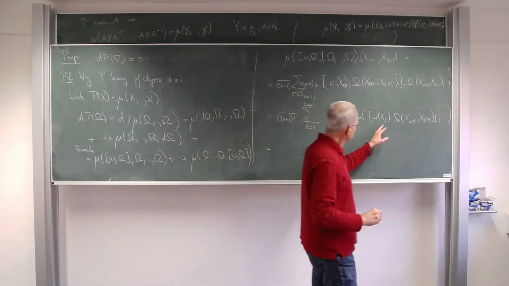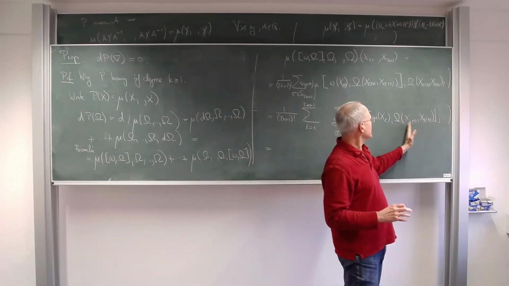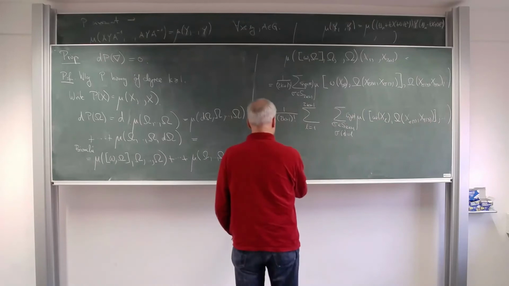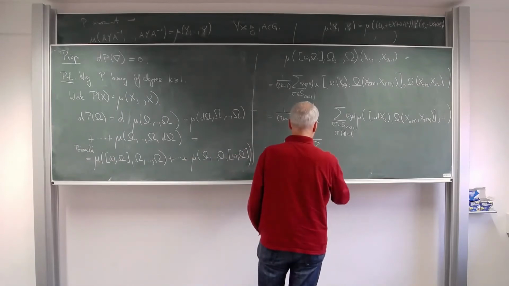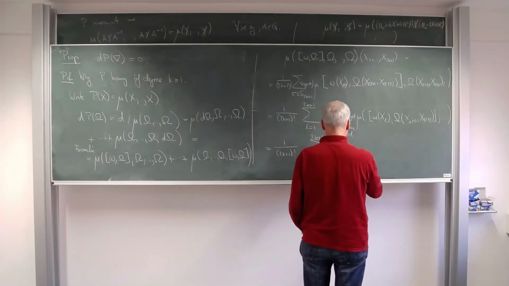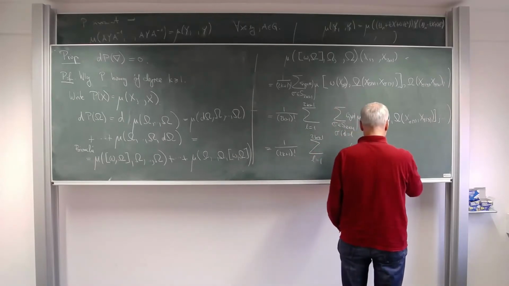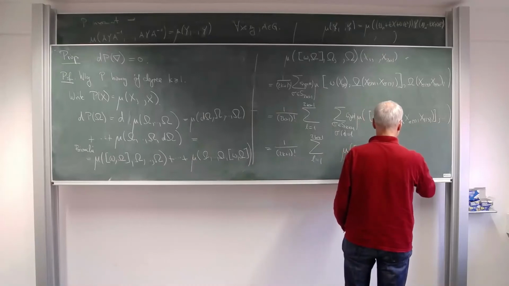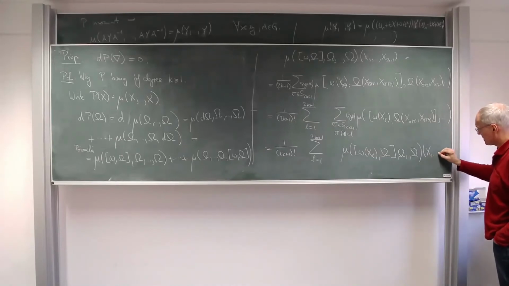And now what I want to do is write the rest again as a 2k form applied to these remaining vectors here. So I have the sum, and then I will write this as mu of omega is L, and then capital omega applied to the remaining vectors, so that is x1 all the way up to x2k plus 1, but I do leave out xl, so that one is skipped.